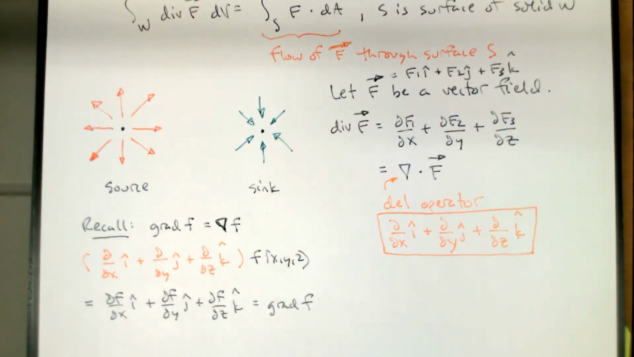So the gradient of f is del f. The divergence of a vector field is del dot the vector field. And so we're taking this del operator and thinking of it kind of in terms of a scalar multiplication, then a dot product, which means one more, and that would be the cross product.